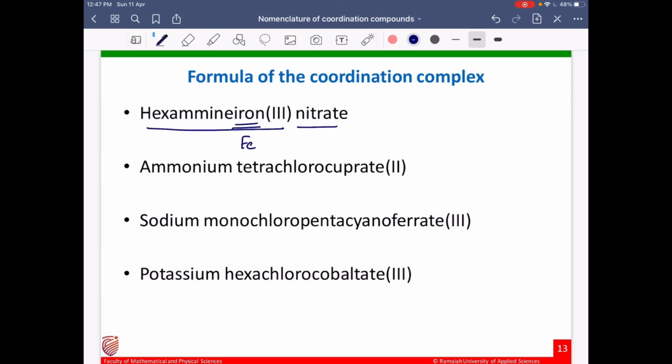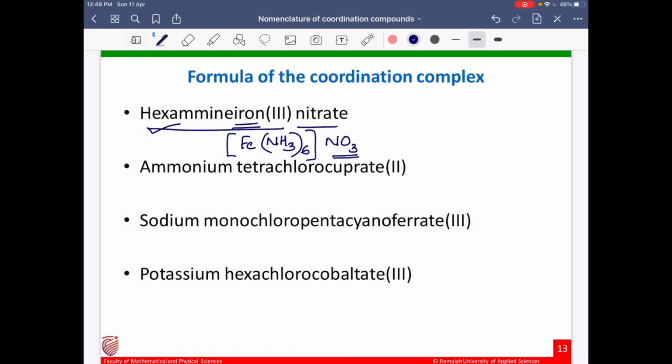Only one ligand is there, that is ammonia. How many are required? Here it is hexaammine, so NH3, 6. So we finished the cation. Now we have to write the anion. Anion is nitrate. But this is not complete, because we don't know how many counterions are required to satisfy the oxidation state of Fe.